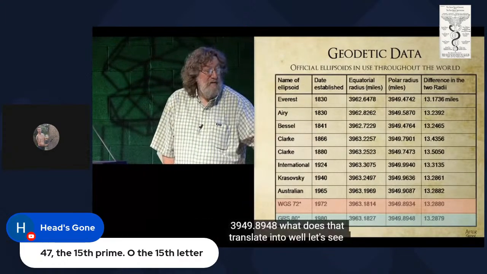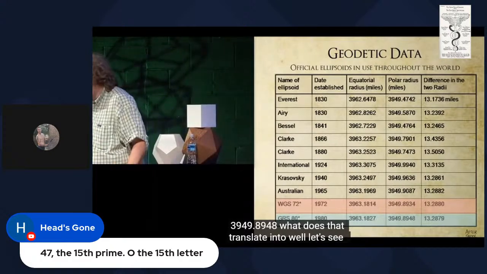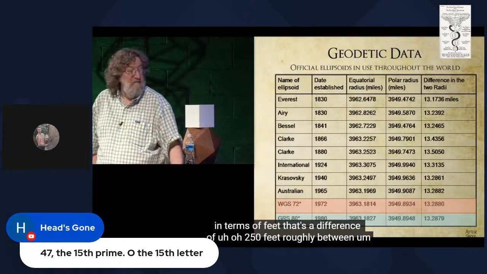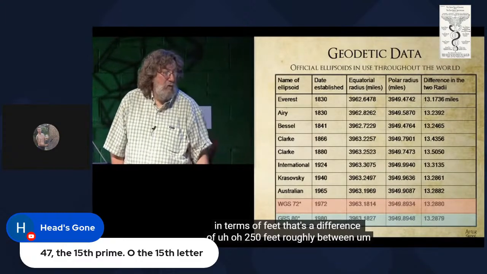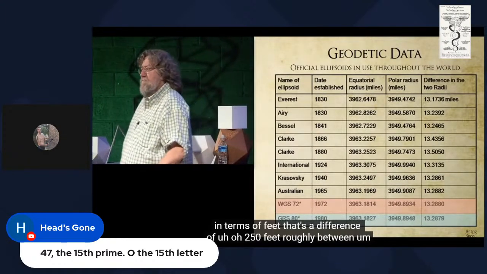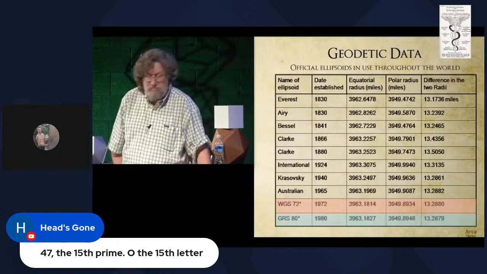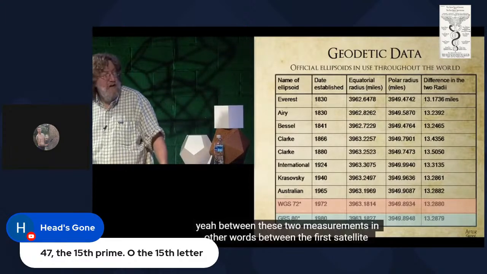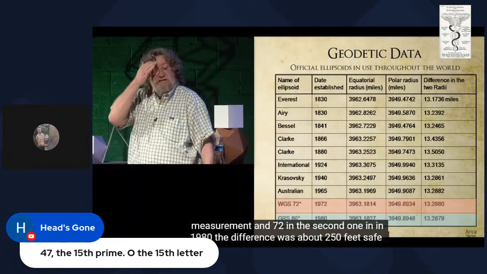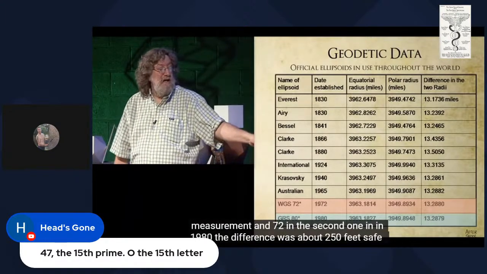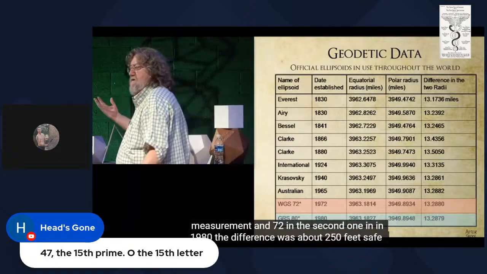3,949.8934, 3,949.8948. What does that translate into? Well, let's see. In terms of feet, that's a difference of 250 feet roughly between these two measurements. In other words, between the first satellite measurement in 72 and the second one in 1980, the difference was about 250 feet, say.